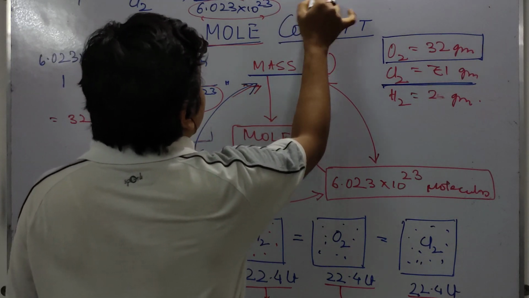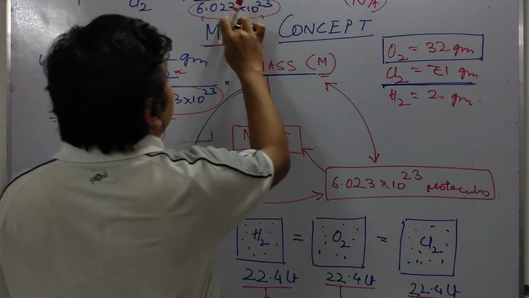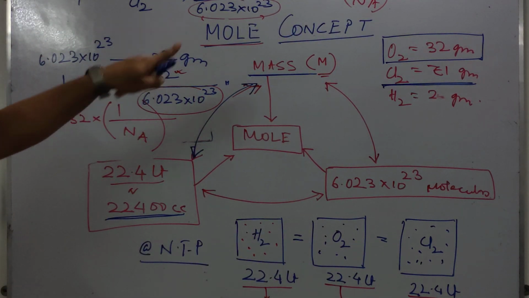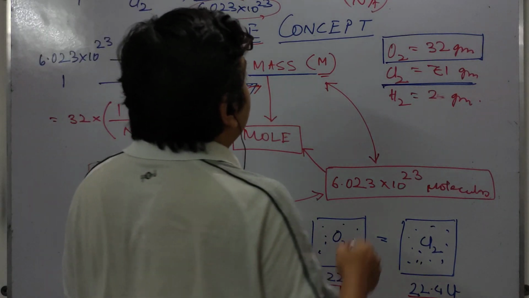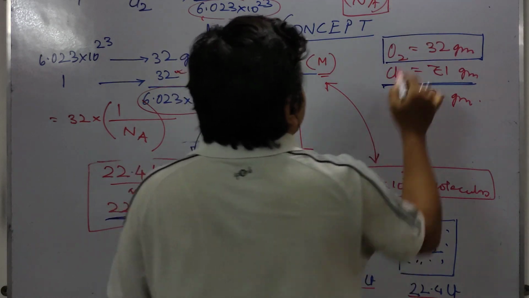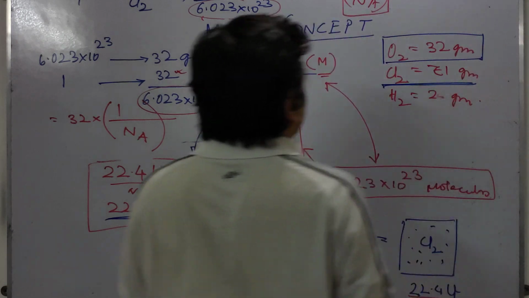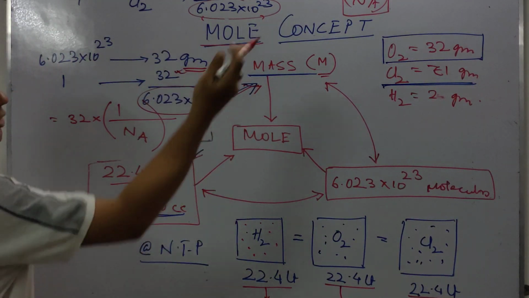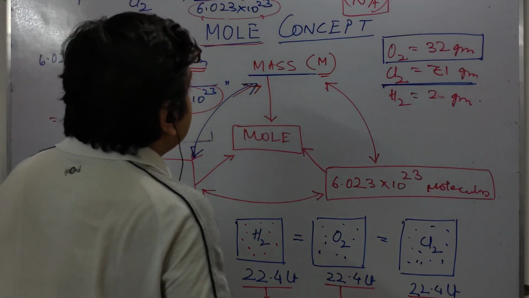This is being expressed as 71 multiplied by 1 by Avogadro number. I am just rearranging this, nothing else. Now 1 by Avogadro number is common everywhere. If you calculate this 1 by Avogadro number, it will come to 1.66 × 10 to the power minus 24. As I have expressed it in gram, that will definitely be gram: 1.66 × 10 to the power minus 24 gram.